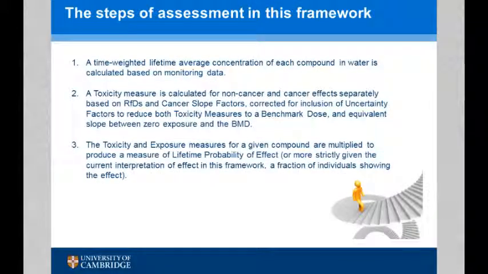The steps in the assessment then are, well, the first step is done by others who are in the project, which is the time-weighted lifetime average concentration. We then develop a toxicity measure using RFDs and cancer slope factors. We take the toxicity and the exposure measure and we multiply them to produce a measure of the lifetime probability of effect. And I'll say that that has to do with the assumption here that we can translate a point of departure into an estimate of the fraction of people who are affected.